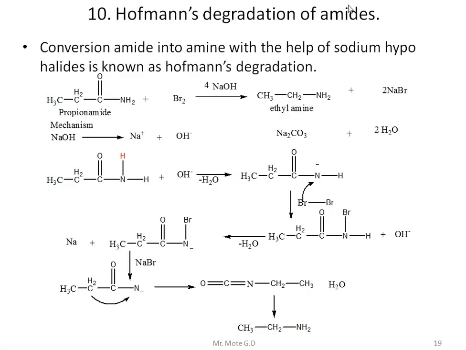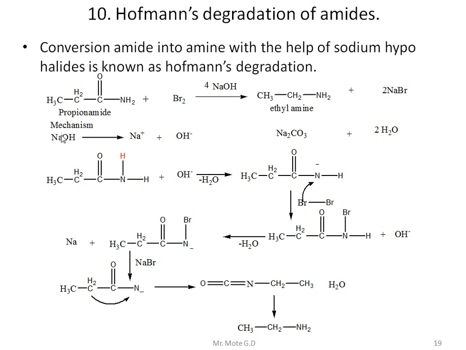Then Hofmann degradation of amides. Conversion of amide into amine with the help of sodium hypohalides is known as Hofmann degradation. Then we have taken one example, propionamide. We are treating it with bromine in presence of sodium hydroxide to form ethylamine. So this group will be removed, carbonyl group will be removed, and ethylamine will be produced.